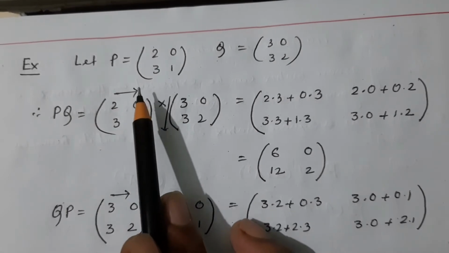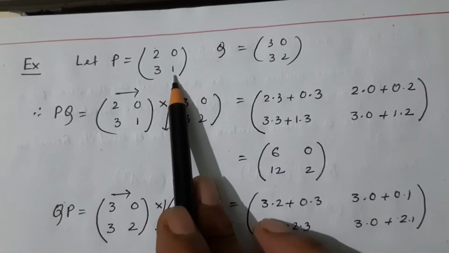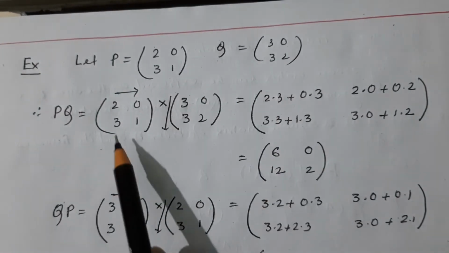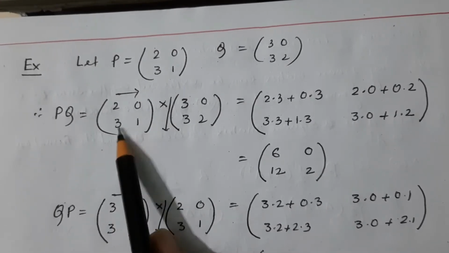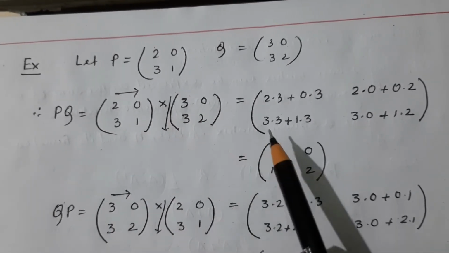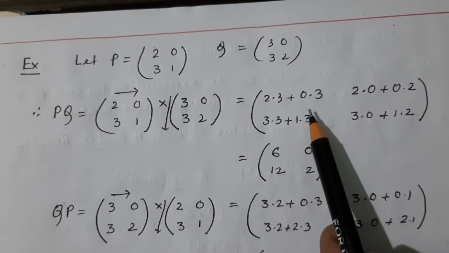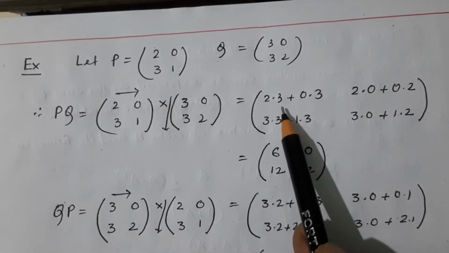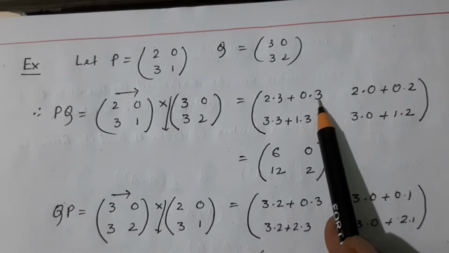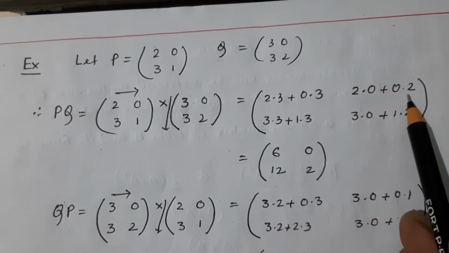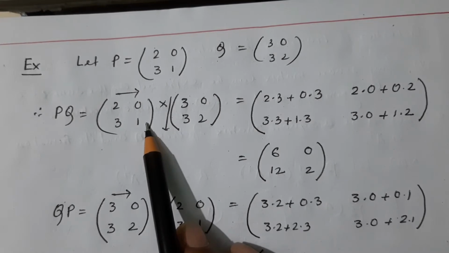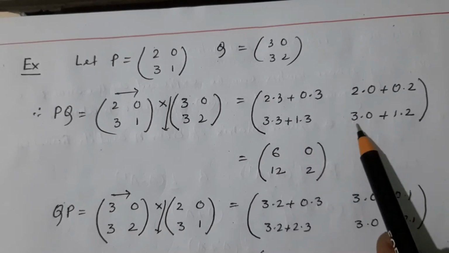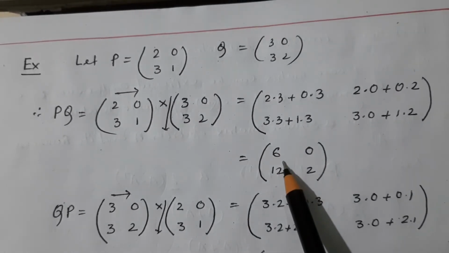We consider a matrix. Let P equal 2, 0, 3, 1. Q is another matrix 3, 0, 3, 2. Both are square matrices of 2 cross 2, so we can multiply PQ: 2, 0, 3, 1 into 3, 0, 3, 2. We again follow the previous multiplication rule, first matrix row, second matrix column. We multiply 2 into 3 plus 0 into 3, 2 into 0 plus 0 into 2. Second row of the first matrix multiplied with the columns of the second matrix, and we get 3 into 3 plus 1 into 3, 3 into 0 plus 1 into 2. Ultimately, we get 6, 0, 12, 2.